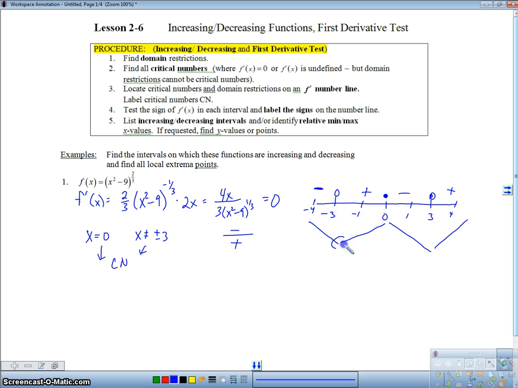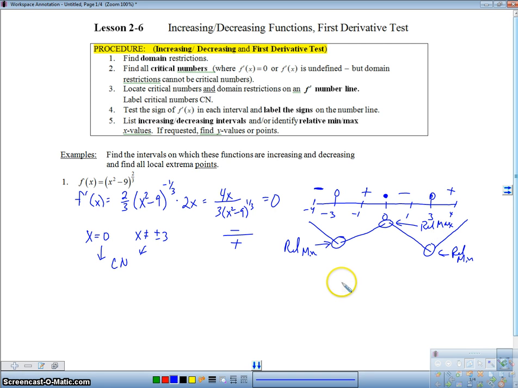That tells us here we have a relative min. Here we have a relative min. In fact, one of these might be an absolute. We'll just label it as relative for now. And this is going to be a relative max.